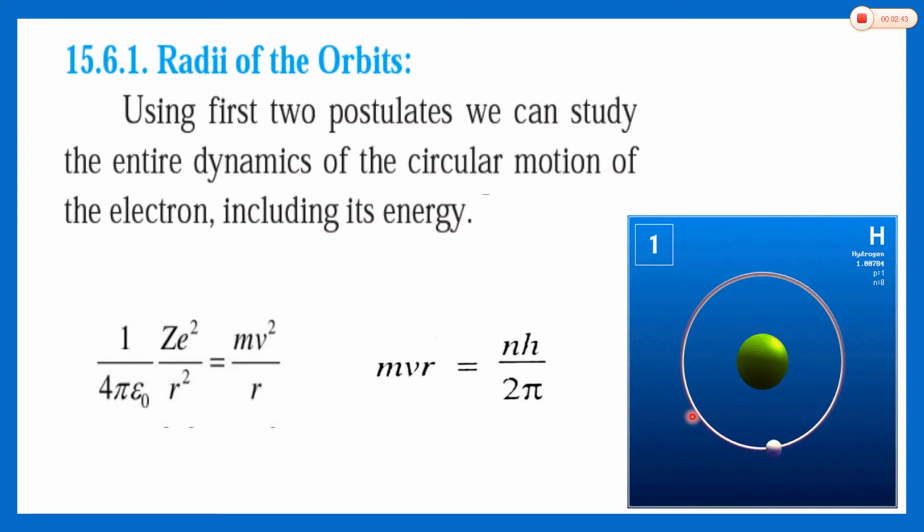First, we find the radius of the first orbit, and then we can obtain the radii of the different orbits for any atom. So, how can we find the radius of the Bohr orbit? For that, we use these two postulates. By using the second postulate, first we find the equation for velocity. We write v is equal to nh upon 2 pi mr. This m and r is shifted to the denominator on the right side. Then square it, we get the value of v square, and then put that value of v square in the first equation. You will get the equation for radius.